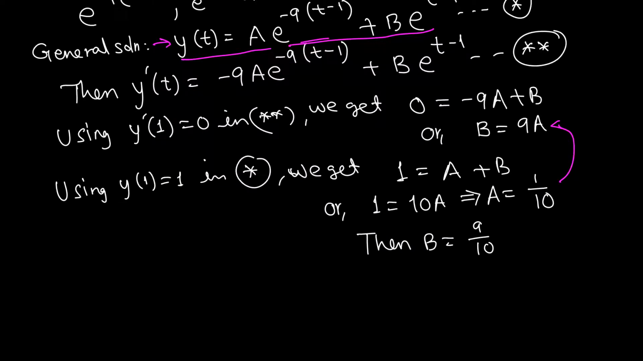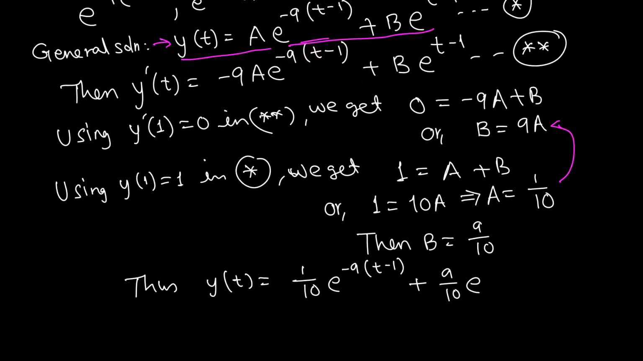Thus y of t equals a, which we found to be 1 over 10, e raised to negative 9 times (t minus 1), plus b, which is 9 over 10, e raised to (t minus 1). Okay, final.